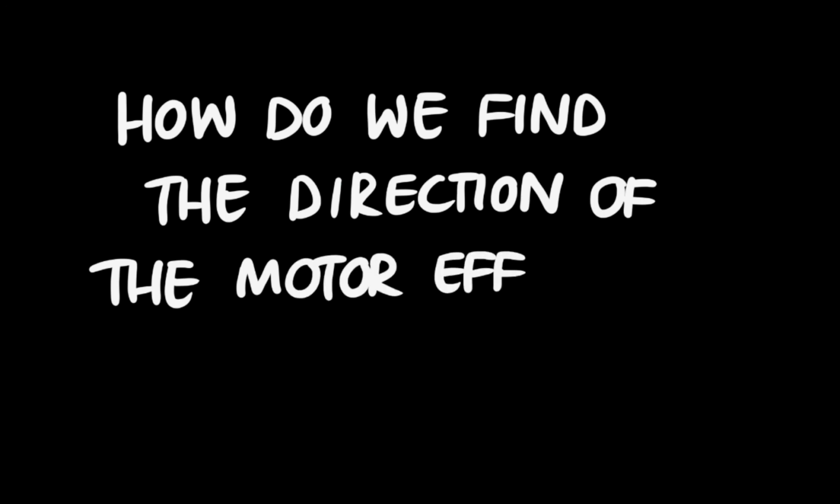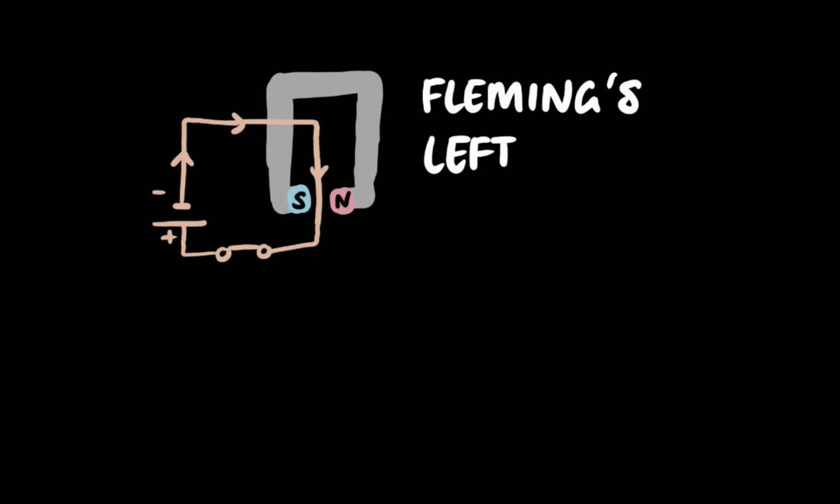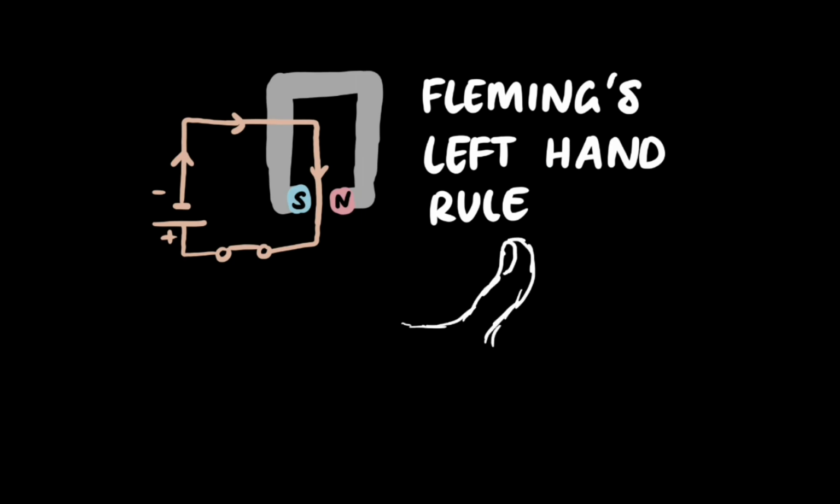But slightly harder, how do we find the direction of the motor effect? It's quite different from finding the force. So here's an example question where you might be asked the direction of the force. We've got a magnet, we've got a wire passing through it, and we've been told the direction of the current. To work out the direction of the motor effect force, we use Fleming's left-hand rule.